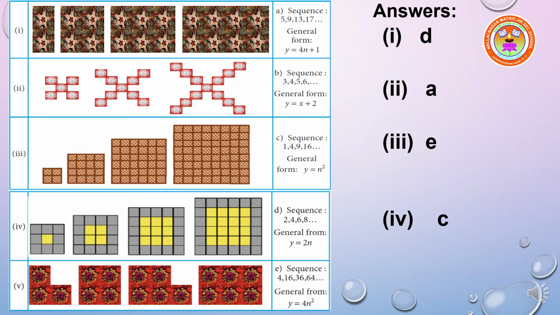For the fourth subdivision, the option is C. So it is 1, 4, 9, 16, etc. And for the last one, the fifth one, the option is B. The sequence is 3, 4, 5, 6, etc. Understood, children?